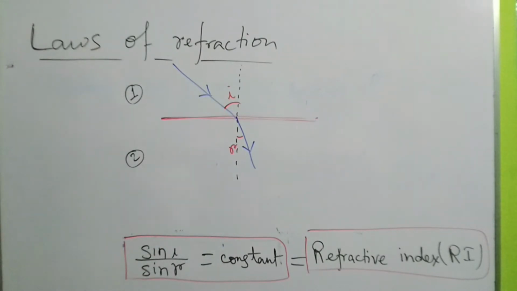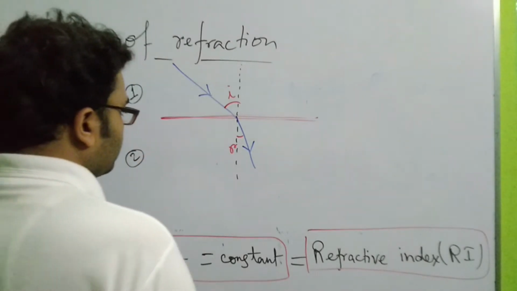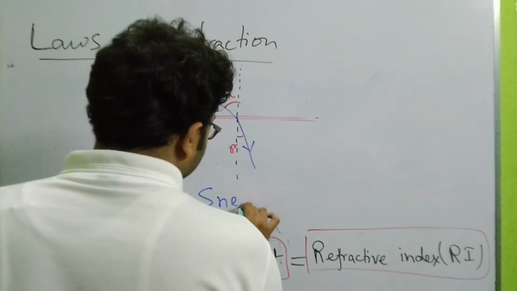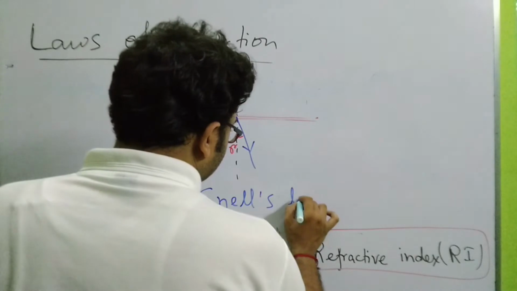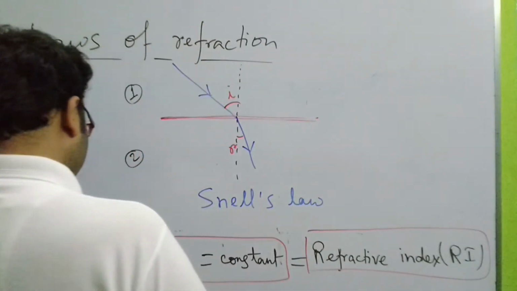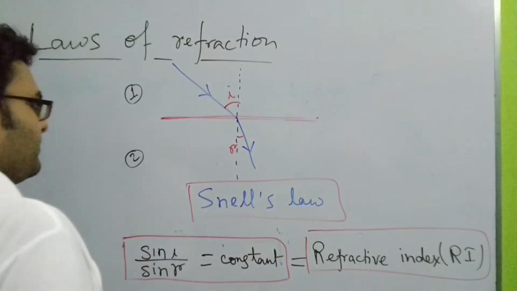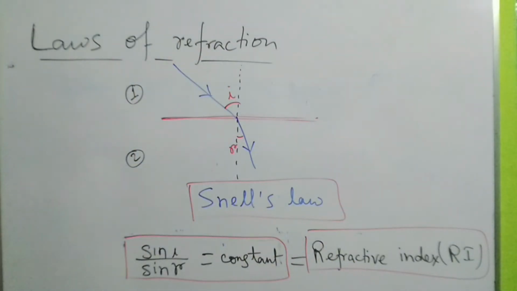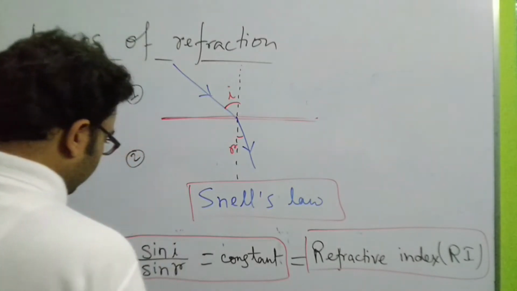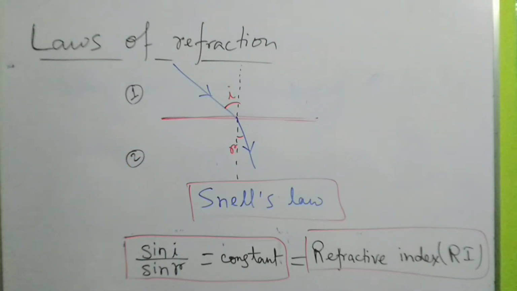Now this law is also called Snell's law. It is also known as Snell's law. Remember, this law is a very important law for refraction: sin I by sin R is a constant value for a given pair of medium. So this is the second law of refraction.